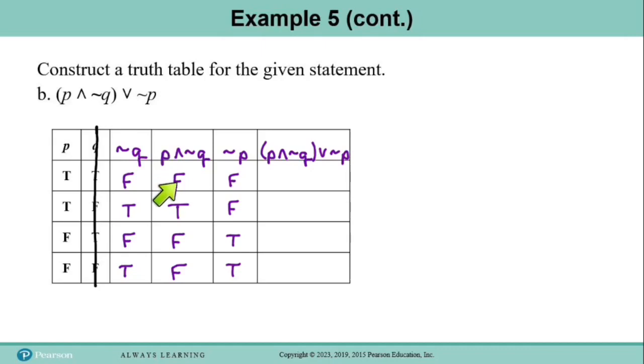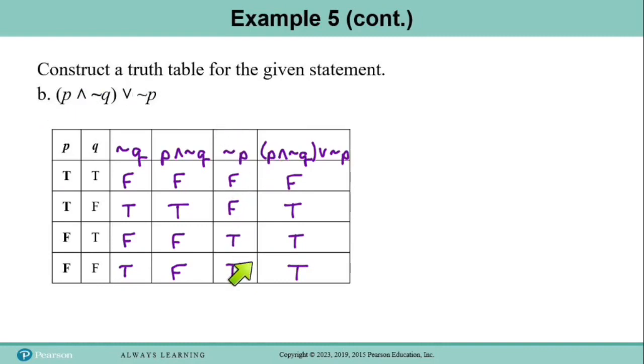Okay, so we are working with the column P and not Q, and also the column not P. So we're doing P and not Q, or not P. Okay, so it's an or statement. It will be true if either component is true. On the first line, both components are false, so the overall statement is false. On the second line, comparing these two components, one of them is true, so the overall statement is true. Same thing on the third line. The component not P is true, so the overall statement is true. And the same thing on the fourth line. And so this is the truth table for this whole statement.